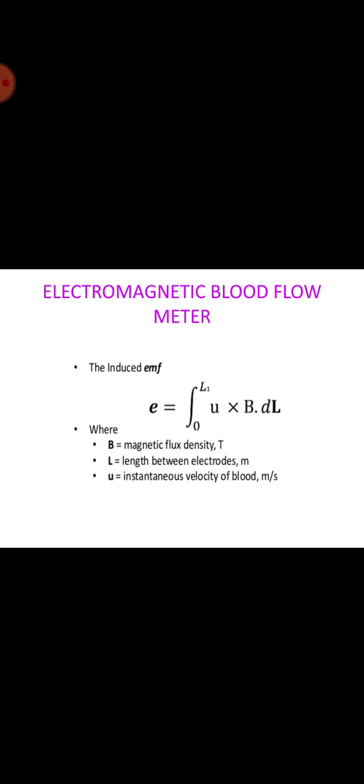As we can see, the induced EMF in an electromagnetic blood flow meter is given by E equals the integral of u B dl, where u is the instantaneous velocity of blood in meters per second, B is the magnetic flux density, and L is the length between the electrodes.